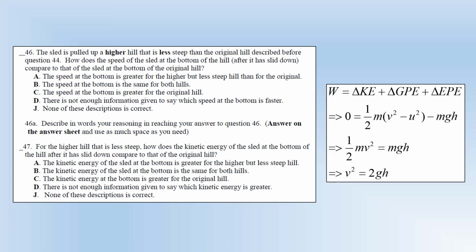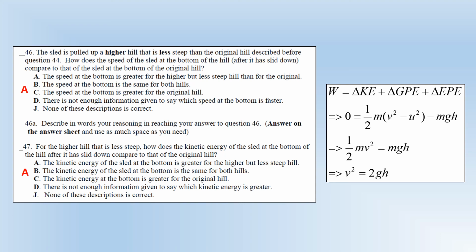All right, so we're going to approach this in the same way using conservation of energy. And so it says that this hill is now higher, which means we're starting with more GPE, which means we're going to end with more kinetic energy. And if we have more kinetic energy for the same mass, we're going to have a higher speed. So we should have picked option A for the higher but less steep hill.